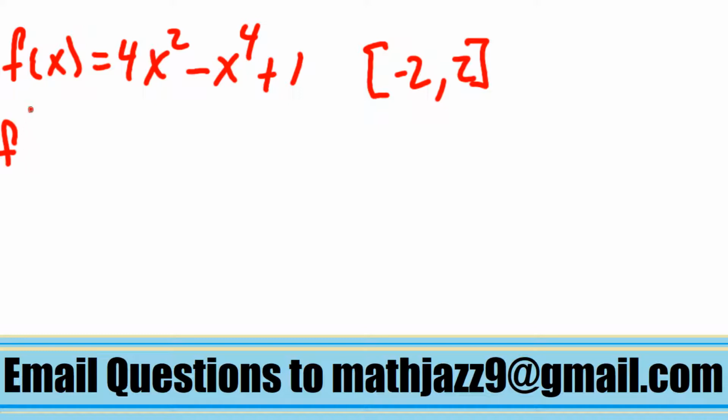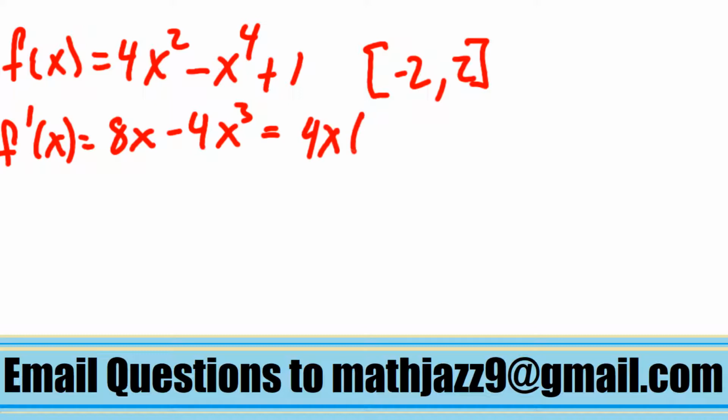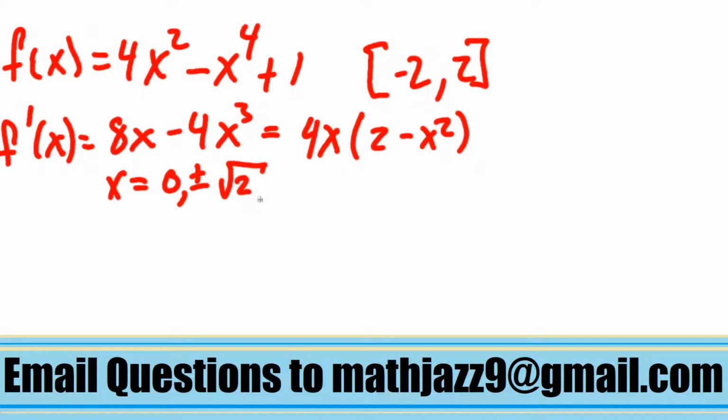F prime of x equals 8x minus 4x cubed. This is our function. It factors as 4x times 2 minus x squared. That means that we have roots at x equals 0 and plus or minus square root 2. These roots are in our interval, so we'll have to check all of these to figure out our maxes and mins.